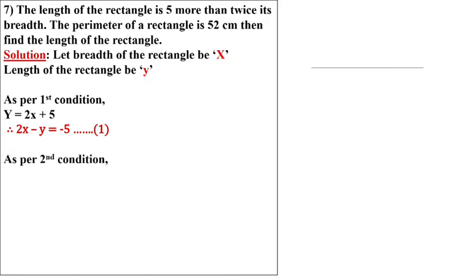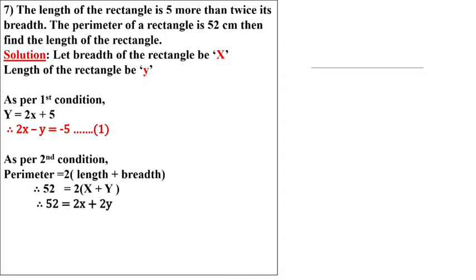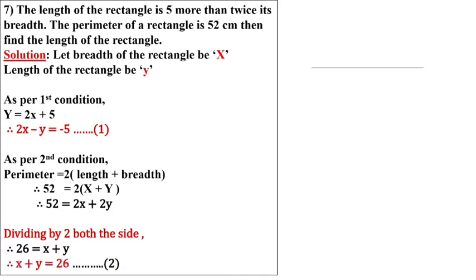Now as per the second condition given, the perimeter of the rectangle is 52 centimeters. As we know, the perimeter formula is 2 times (length plus breadth). So the perimeter is 52 equal to 2. Length is x and breadth is y. First of all we will solve the bracket. 2 into x is 2x, 2 into y is 2y. Now dividing by 2, here we get 26 = x + y. That is our equation number 2.